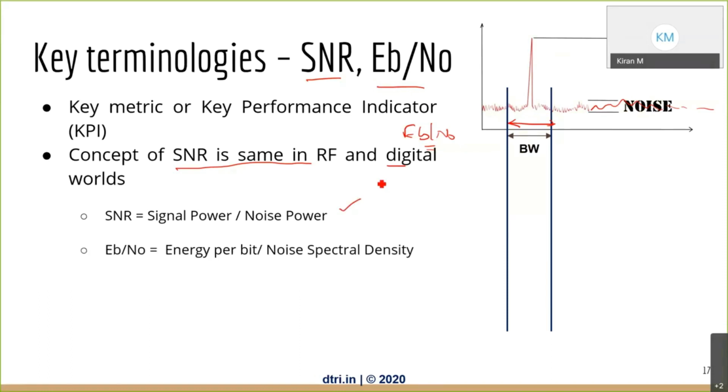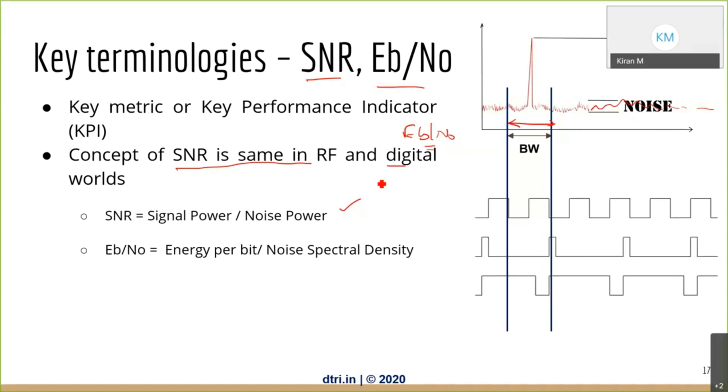Next, what is EB by N naught? In the digital domain, we talk about energy per bit over the noise spectral density. If this is a digital signal, think of these as ones and zeros. Think of this as 1, this as 0, this is 1, this is 0. Then I highlight 1 bit here. You take the energy within this 1 bit.